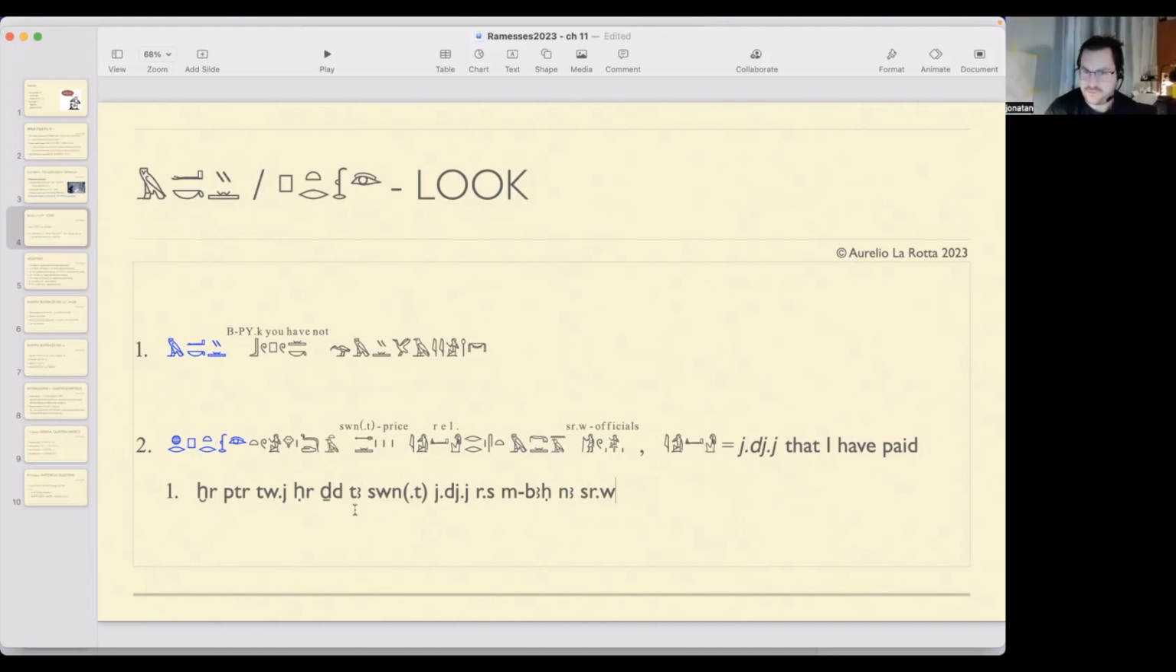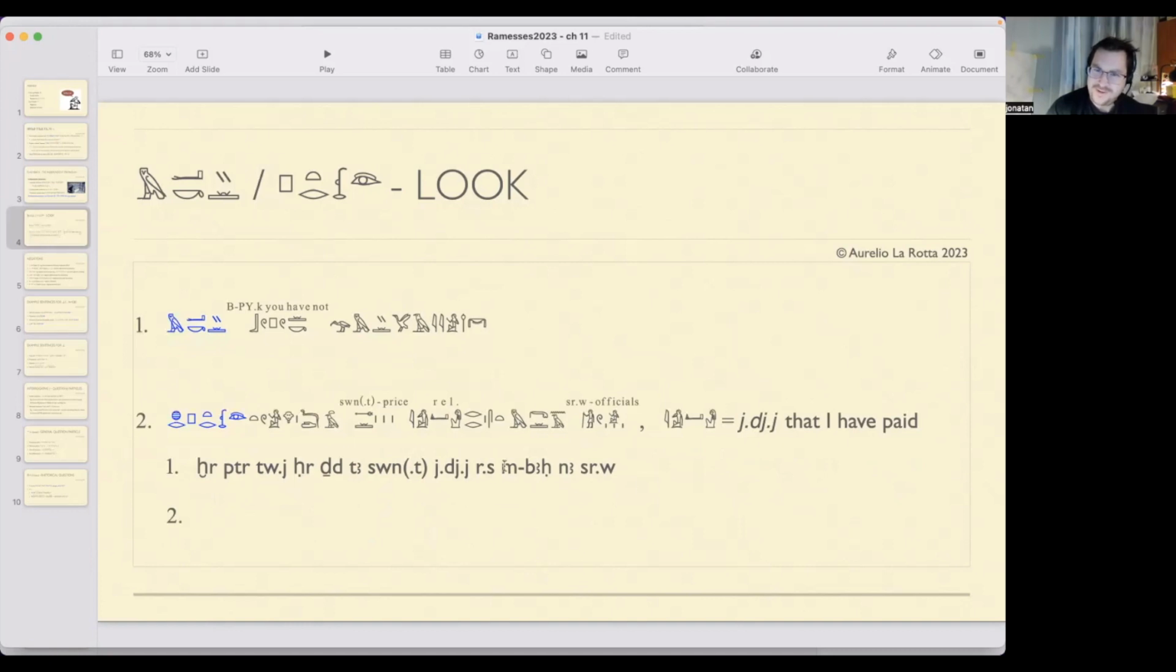I give towards. I give it in the presence of the official. Close. I have paid, I see. Okay. Right.